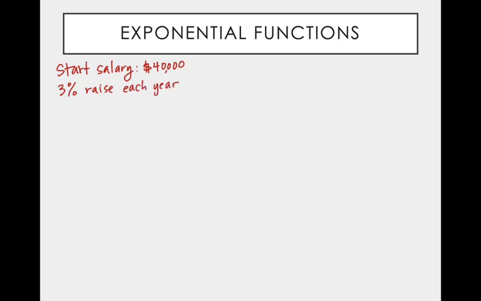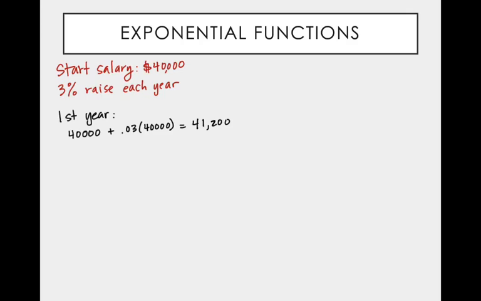All right, so we might go at the end of your first year and we would calculate your $40,000 plus we would tack on 3%. We would do 0.03 times $40,000. And that would give you $40,000 plus $1,200, so $41,200 for your salary after the first year.